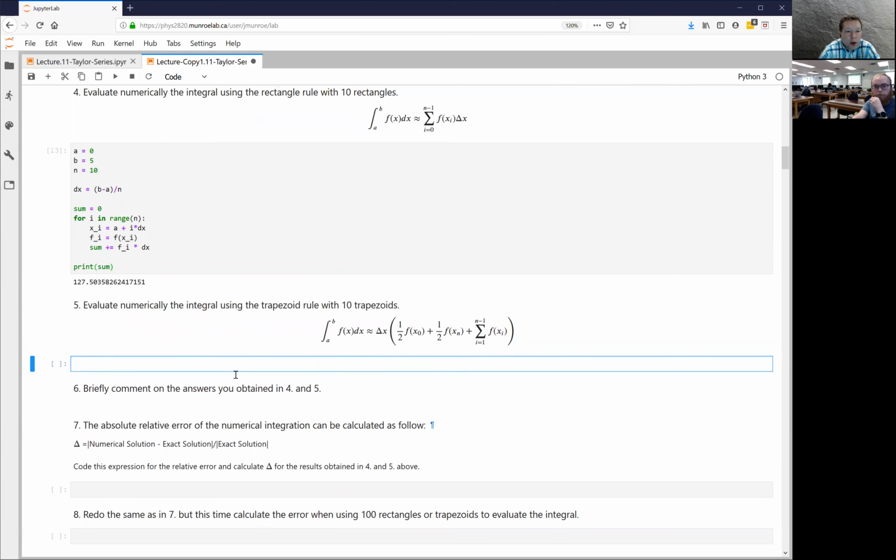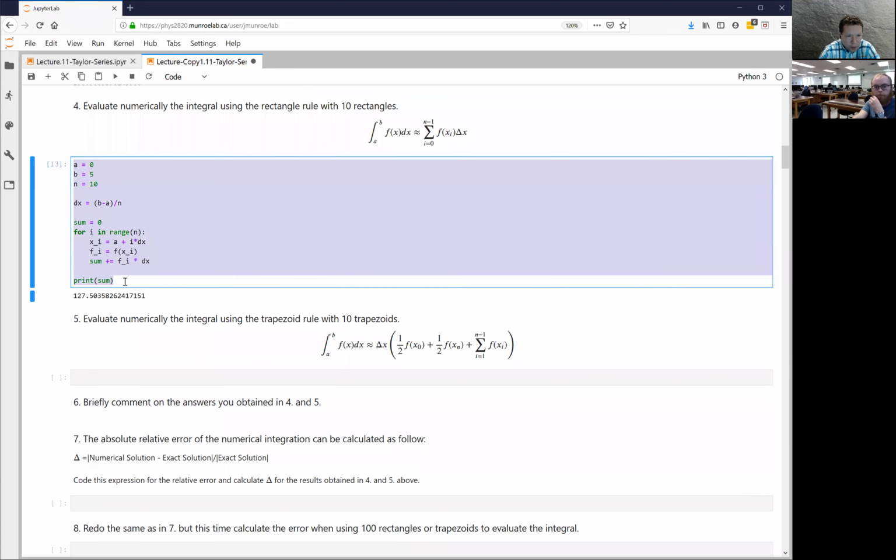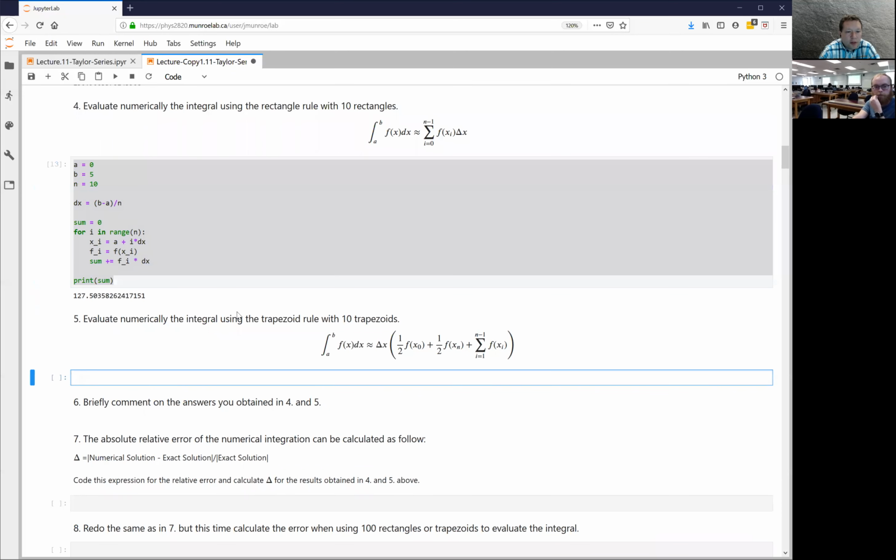And I want you to try and write a program very similar to this that evaluates this integral using the trapezoid rule. And again, once you have a number, whatever you come up with, post that in the chat, and then we'll talk about a solution.